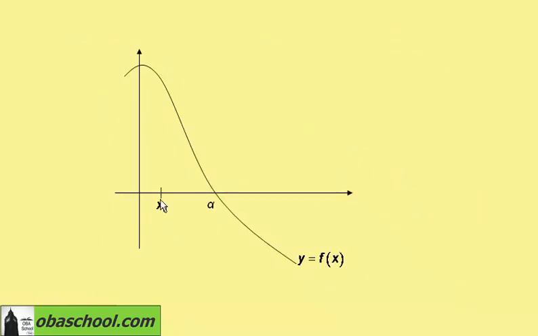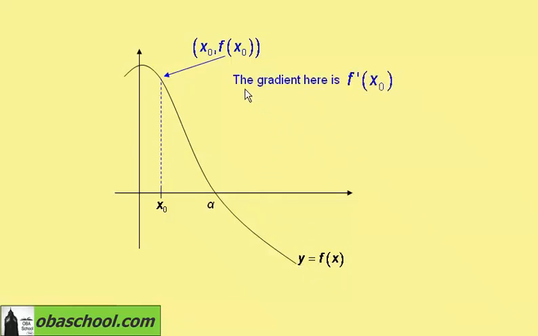The first approximation is very often called x0. We're interested in the tangent at x0. This point here has coordinates x0, f of x0. Remember, the curve is y equals f of x. The gradient at this point is f dashed of x0. Here is the tangent, and x1, the point where this tangent meets the x-axis, is the second approximation to the root alpha.